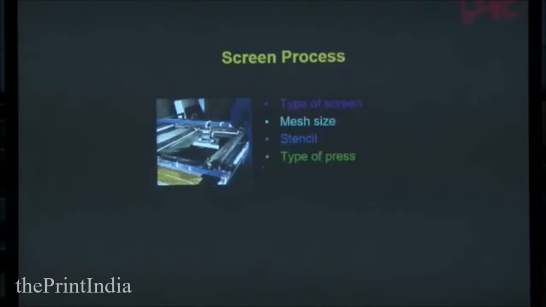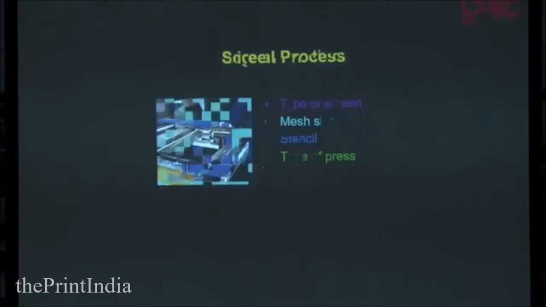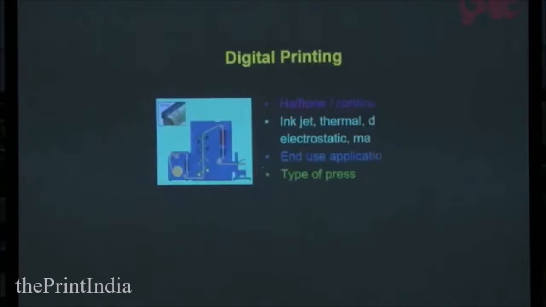In screen printing, you have type of screen, what is the screen mesh, what kind of stencil has been used to produce the screens, and the type of machine where we are going to print. In digital printing, you have half-tone methods, you have continuous tone methods, FM, inkjet, thermal, dye sublimation, electrostatic, magnetographic, what is the end-use application, and the type of digital machine.